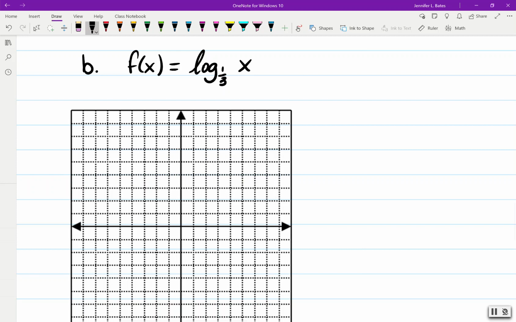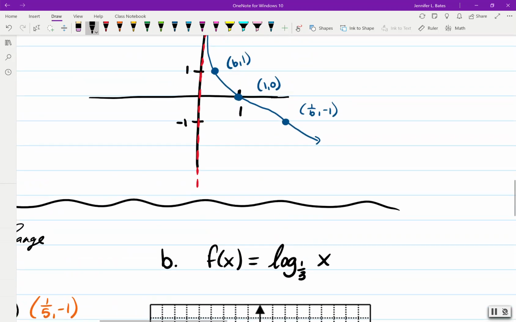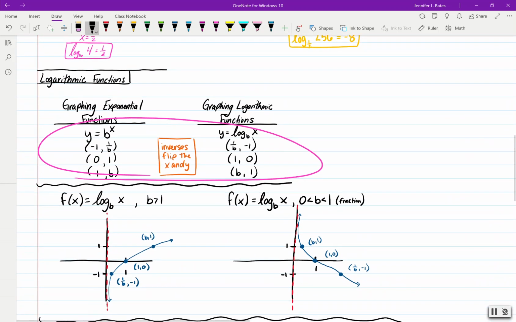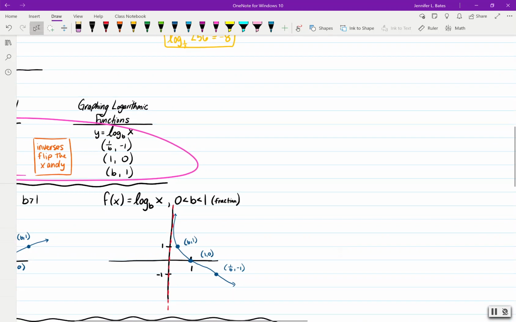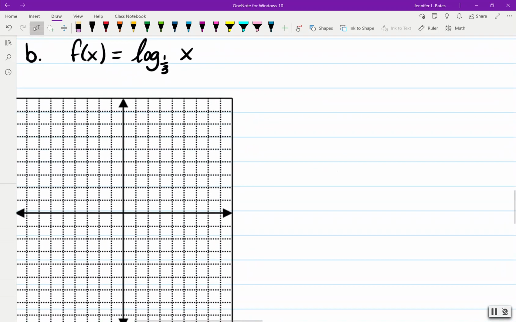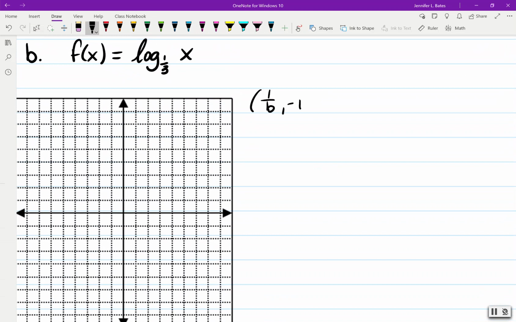So remember, at the top of every assignment, every quiz, and every test, I've already written out these points. I've got two little lists. So I just have to refer back here and look at my log list. Okay, so my log list. So I'm thinking I'm graphing the points 1 over b, negative 1, 1, 0, and b, 1.